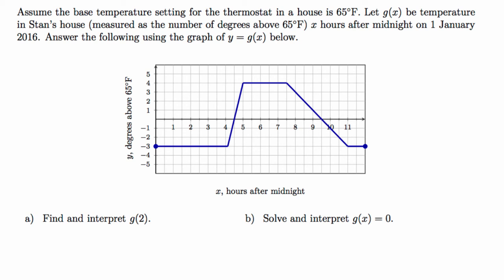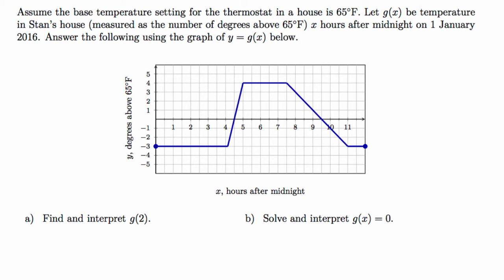In this example, we will look at a function represented graphically. Assuming the base temperature setting for the thermostat in a house is 65 degrees Fahrenheit, we will let g of x be the temperature in Stan's house, measured in the number of degrees above 65 degrees Fahrenheit, x hours after midnight on January 1st, 2016. We are given the graph below, and we will answer the following using this graph.